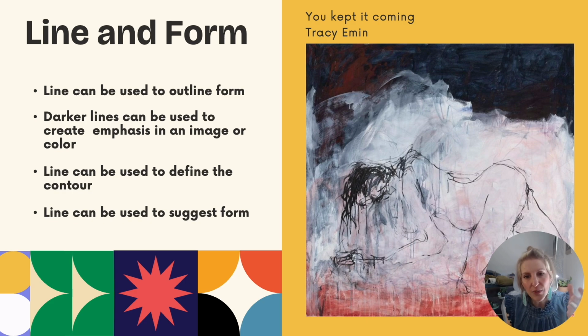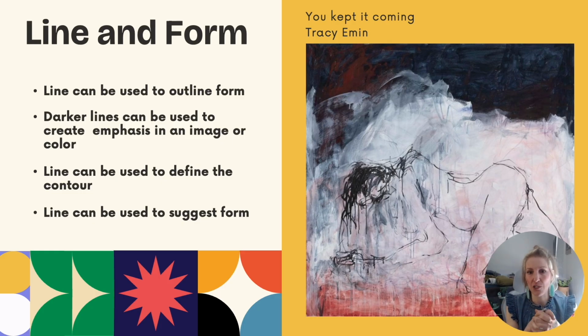So line also is used to define a form when the contours of the image and subject matter are defined and the viewer's eye is drawn to the edges of the various shapes. Varying line quality can create different spatial levels and shift areas of emphasis or visual interest. Line can be used to outline and create a form. Darker lines can be used to create emphasis in an image or color. Line can be used to define the contour of a form or shape and to suggest the form.